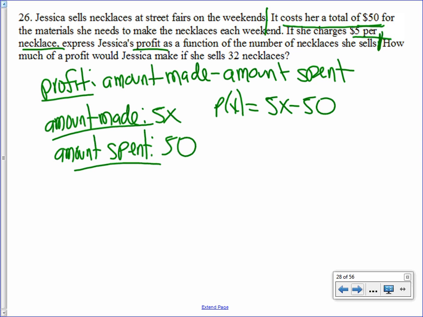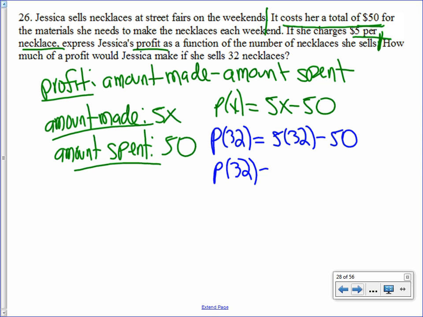We're up to here. We're not done. How much of a profit would Jessica make if she sells 32 necklaces? Well, P of 32 equals 5 times 32 minus 50. I think that is 110. I'm going to check it in my calculator because I don't want to make a mistake. But fortunately, I do not make mistakes often, and we have 110 as our answer.